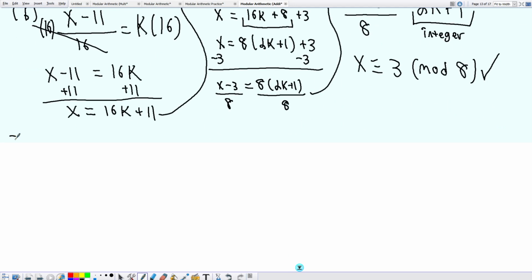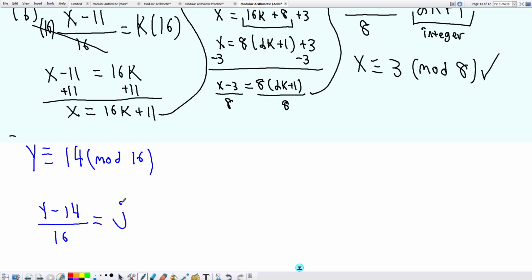Now I must do the same thing but for y. So I know y, I'll do it in blue I guess, well again, I know y is congruent to 14 mod 16. So actually, not y is equal to, alright, I'll write it. y is congruent to 14 mod 16. Which means that y minus 14 over 16 is equal to another integer, j.